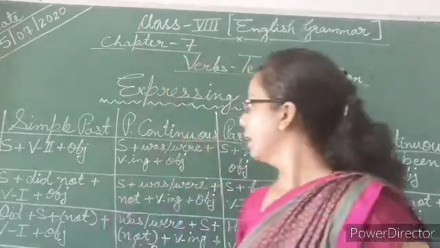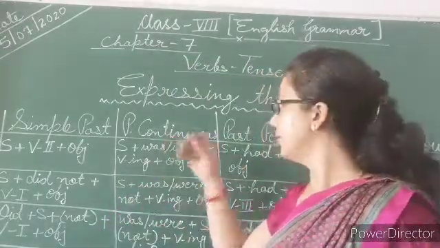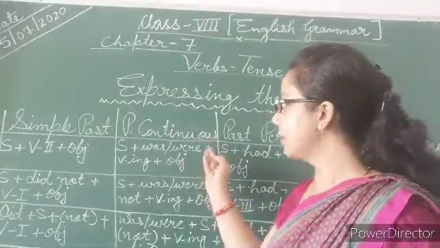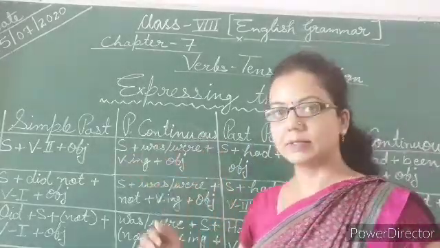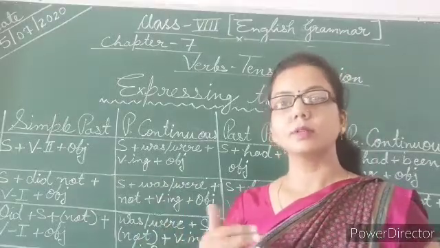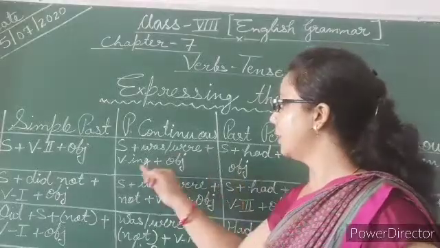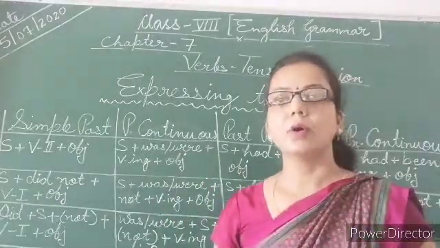So here, for past continuous, just use subject plus was or were according to the given subject, plus the verb's ing form and object.